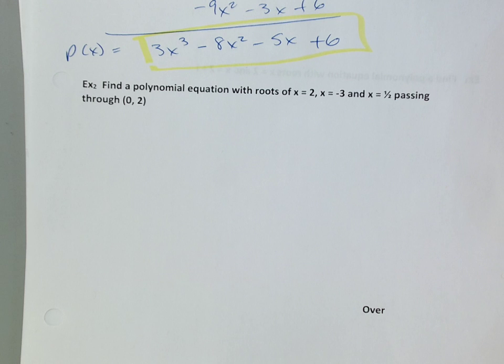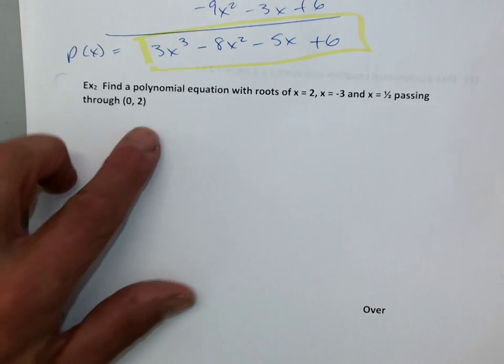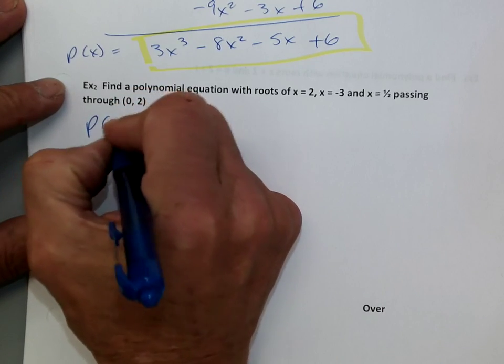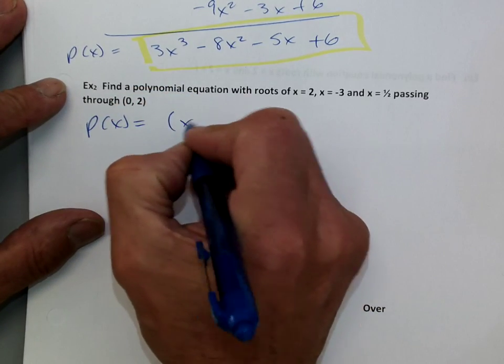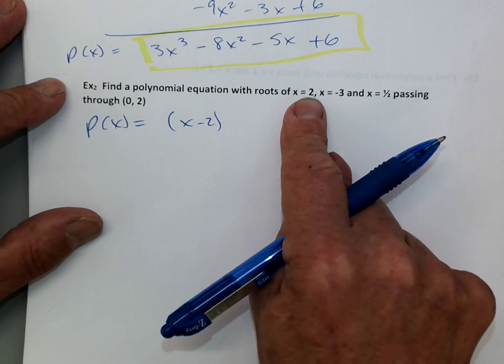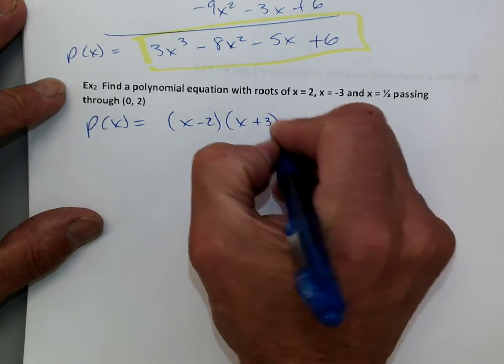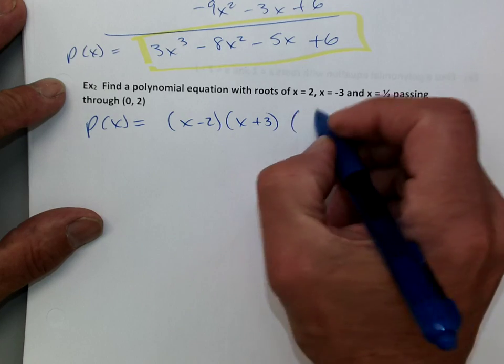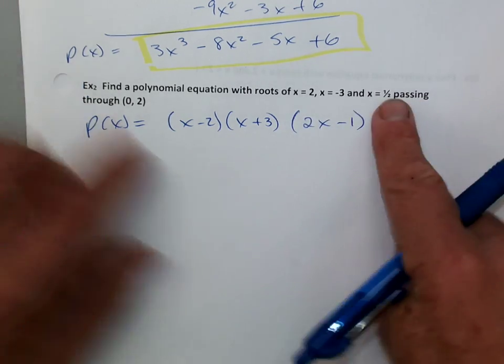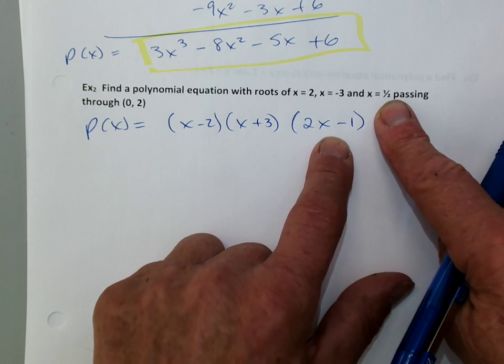So we're kind of looking at the green graph, right? So when we go ahead and get our equation, we've got to make sure that it goes to the point (0, 2). All right, so let's see if I can do that. Erase that. Okay. So if I had my p of x equals, I'll have an x minus 2 because that'll give me the positive 2. I'll have an x plus 3 because that'll give me the negative 3. And I'll have a 2x minus 1 because that will give me a 1/2. If I solve for x here, I'd get a 1/2.